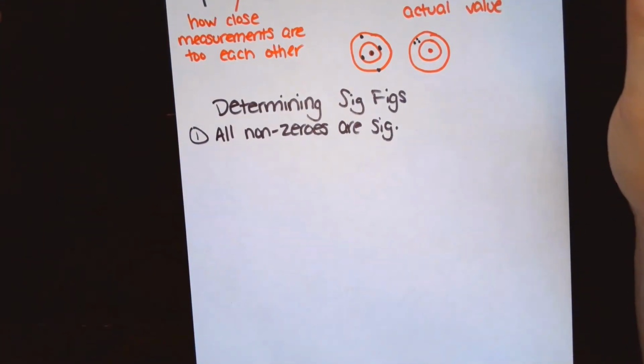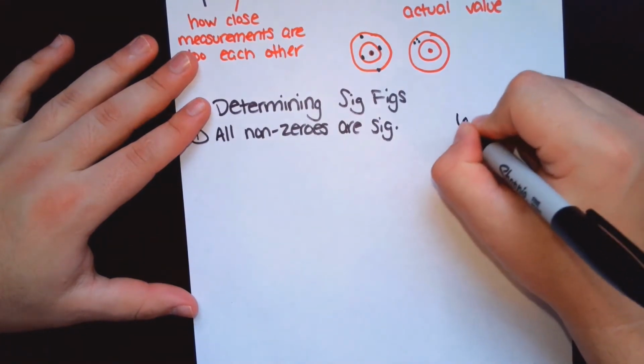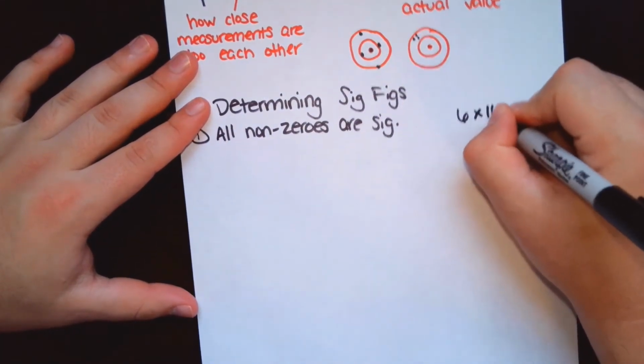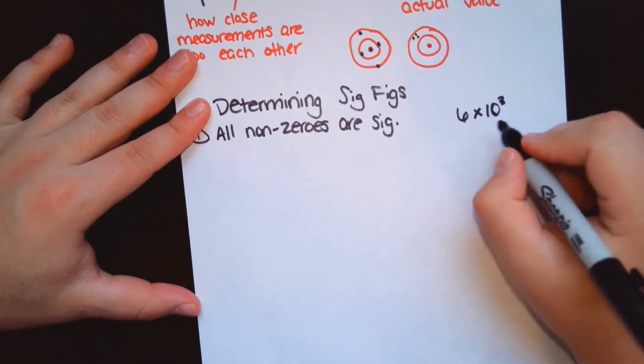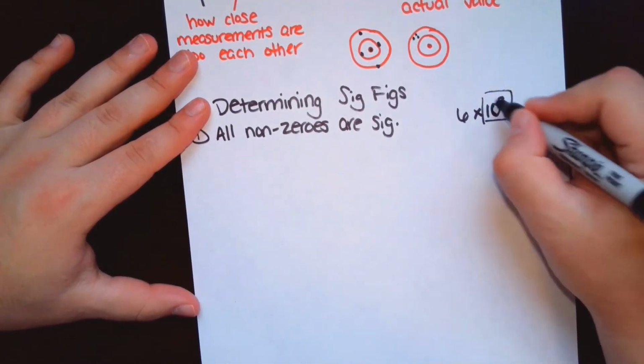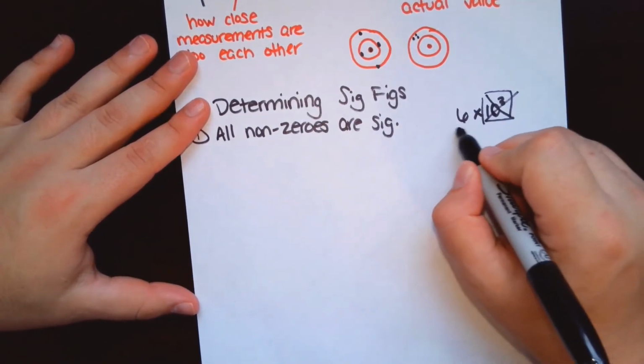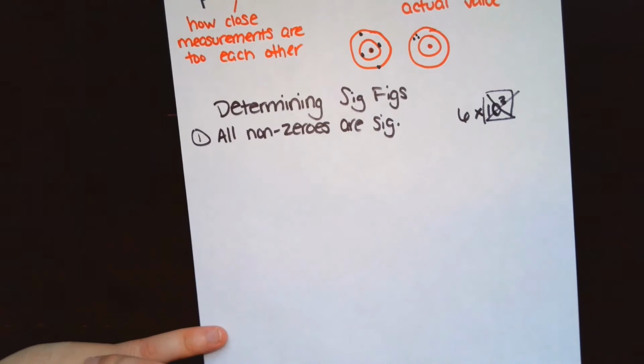The one exception is in scientific notation. In scientific notation, you always have some kind of number, I'll just say 6 for right now, times 10 to the something. This whole region here, the 10 with the exponent, does not count in sig figs, no matter what. So for sig figs, it's always just that region in there for scientific notation.